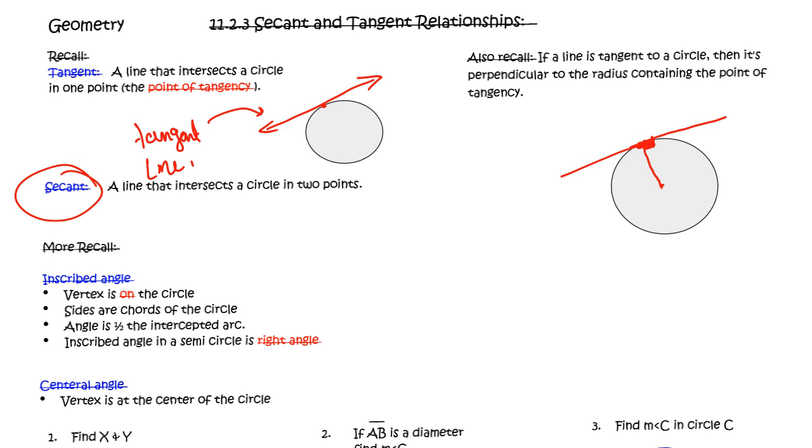Another term that we learned about is a secant. So if you have a circle and a line intersects the circle in 2 points, it is called a secant. So a line that intersects a circle in 2 points, then we call it a secant.